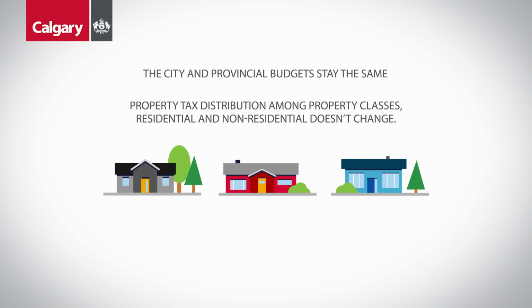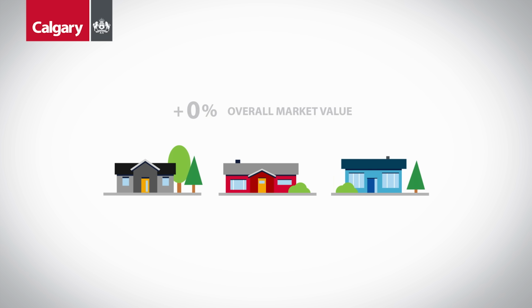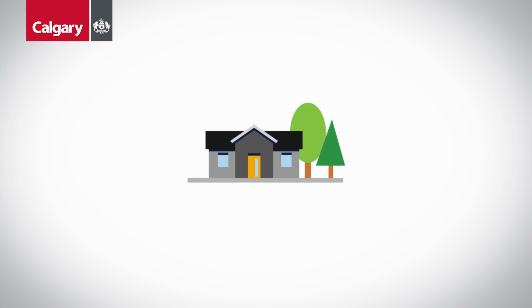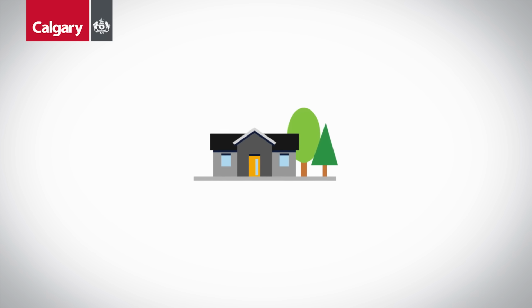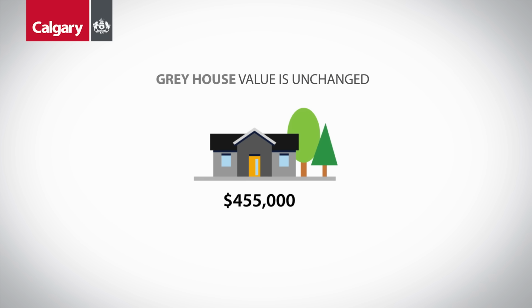Let's also assume the overall market value of residential properties increased by 5%. Now, let's look at 3 properties that were assessed at $455,000 last year. This year, our gray home was assessed at $455,000, meaning its value was unchanged. Since the property value changed less than the 5% increase for a typical home, its property tax will decrease.